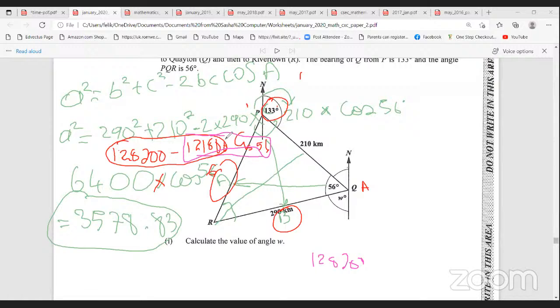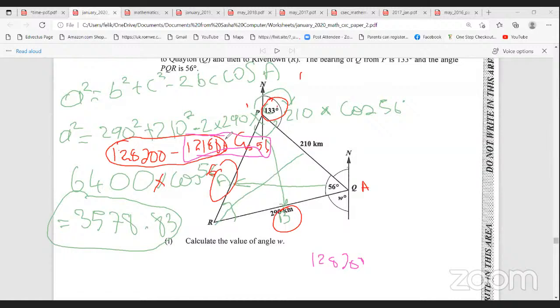Remember here it is a square. Remember it's a square equal, so you need to find a square root after. Let me just double check what you have so far. 290 times 290 plus 210 times 210 is 128,200. All right, that first part is correct.